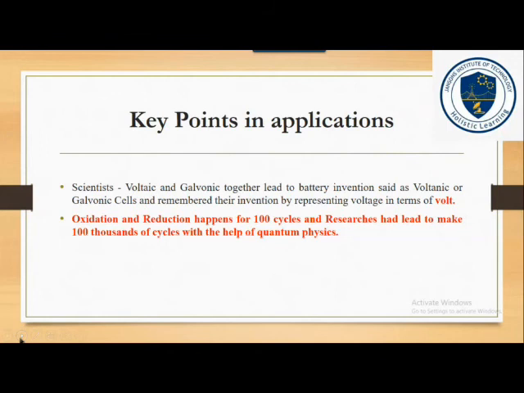What are the key points we addressed in this lesson? The scientists Volta and Galvani together led to the invention of the battery, known as voltaic or galvanic cells. We remember their invention by representing voltage in terms of the volt. As I said already, oxidation and reduction happens over hundreds of cycles, and researchers have worked to make hundreds of thousands of cycles with the help of quantum physics.